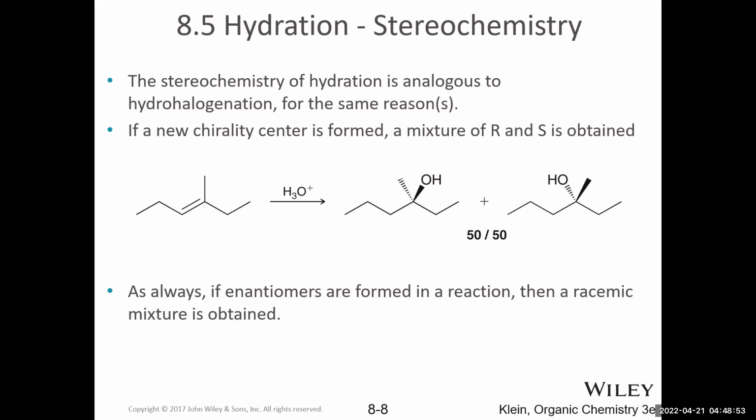And as a result, that carbon is sp2 and trigonal planar, and the nucleophile, regardless of which nucleophile it is, can approach that empty p orbital from either face, leading to a mixture of enantiomers. So if you're forming a chiral center, a racemic mixture will be formed.